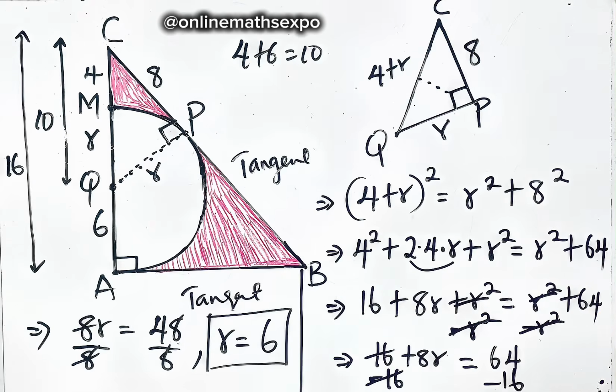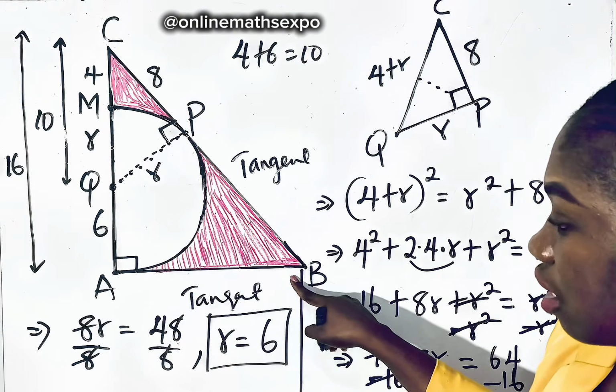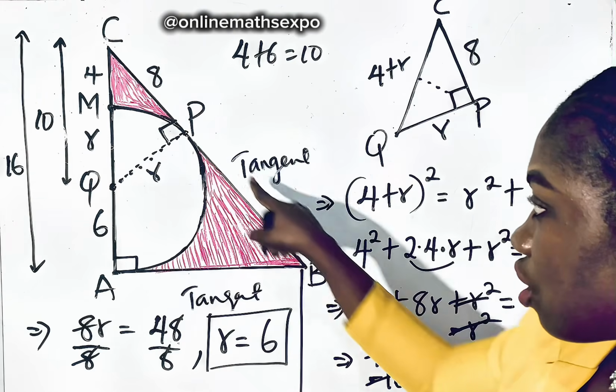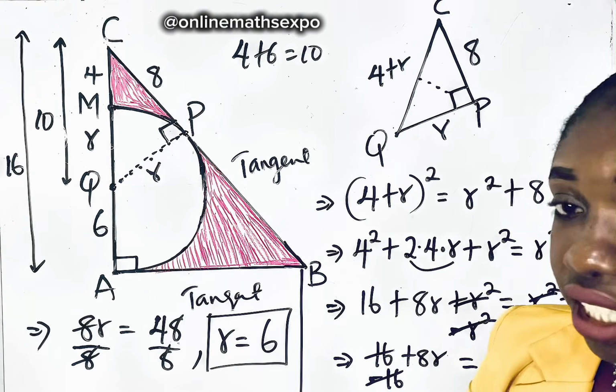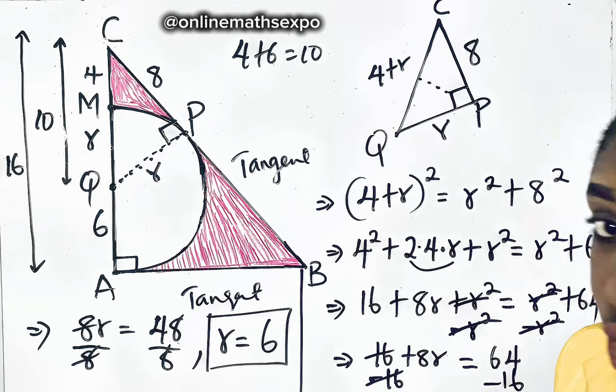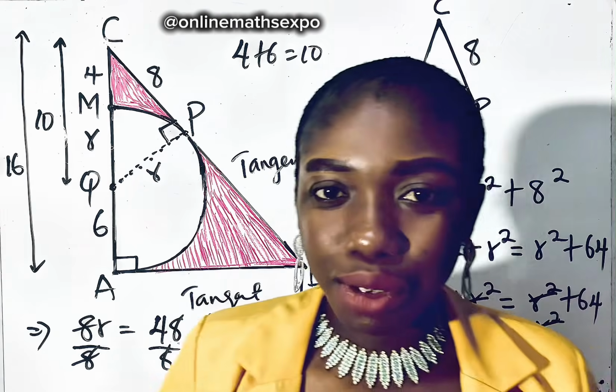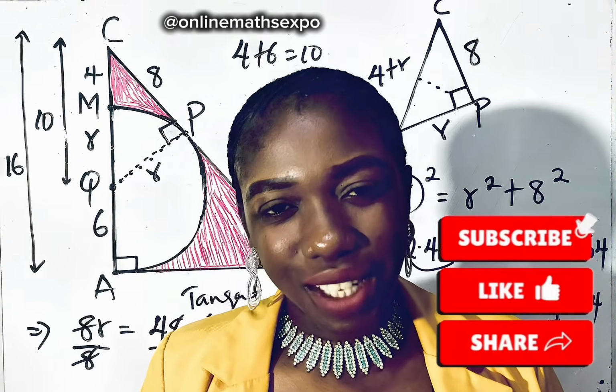Now what should we do next? We need to go back to the diagram. If you look at the diagram, you remember we said this length is the tangent line and this is also a tangent line. And that reminds us of this theorem. Let's do it together.